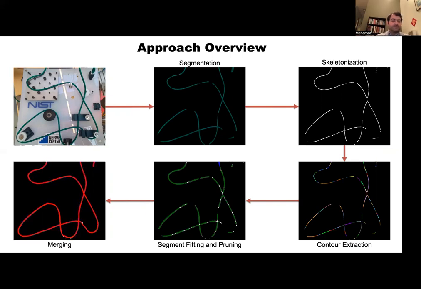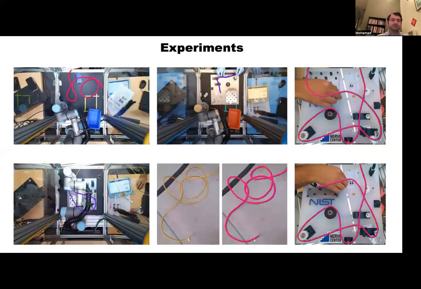This output can be used as the initial state for tracking methods and has been used in our work for cable routing and manipulation. The whole process is near real time. In these experiments, you can see how the detection method can handle occlusions and crossings.